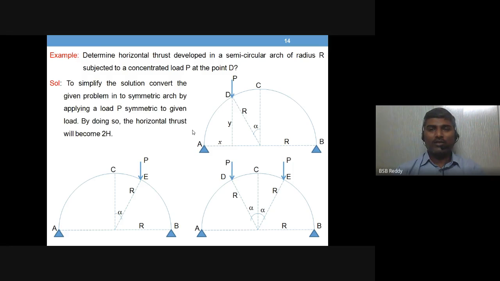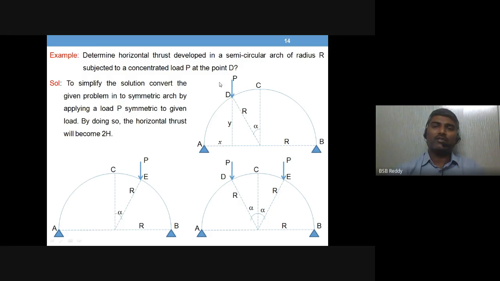Last session we solved a semicircular two-hinged arch subjected to a UDL on its total horizontal span. In this session we will see a bit different problem, an unsymmetric case. In the last two cases, we saw symmetric arches. Now we are going to see an unsymmetric case.